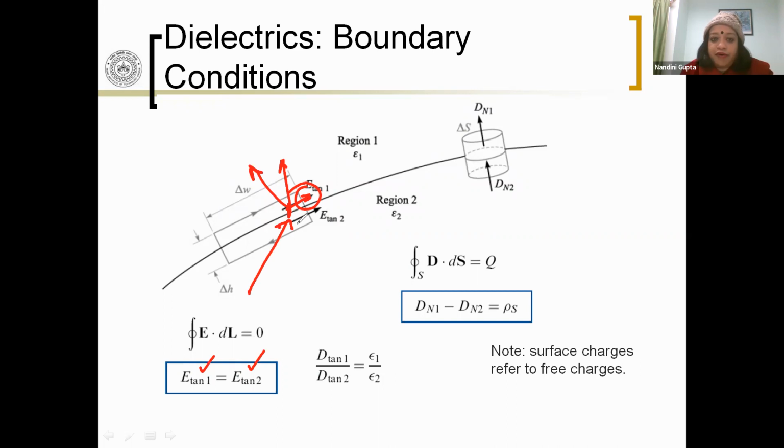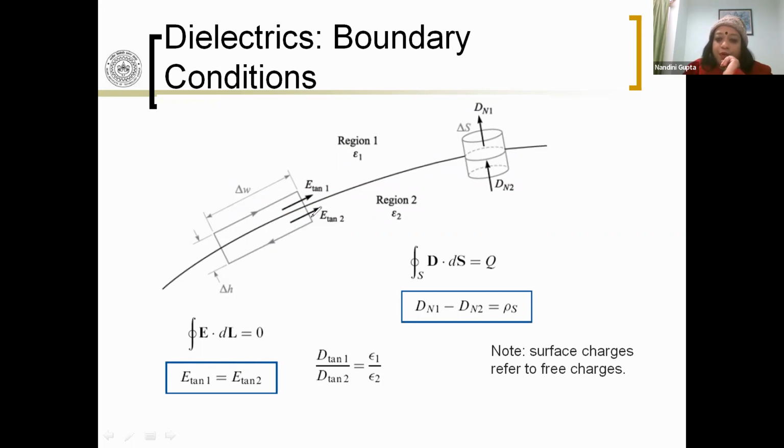They may be in arbitrary directions, but the tangential components of the fields must be equal. That is one condition which needs to be satisfied at the boundary. The second condition is what happens to the normal component. So we've talked about the tangential component. What happens to the normal component?